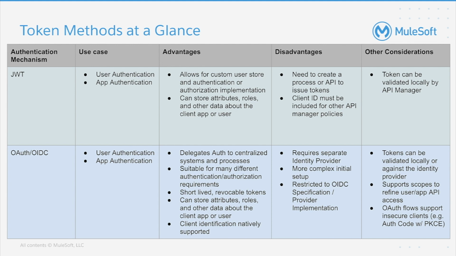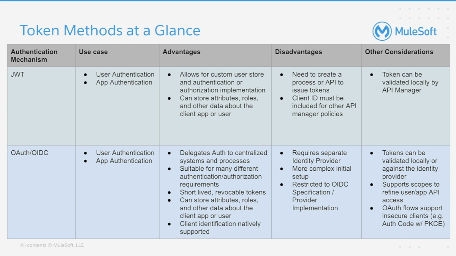Looking at token-based authentication mechanisms, the first we're going to look at is JWT, and it can be used for user and app authentication. JWT is really a token format, so this refers to any custom user store and authentication or authorization implementation that you want to use. JWT tokens can store attributes, roles, and other data about the client app or user.